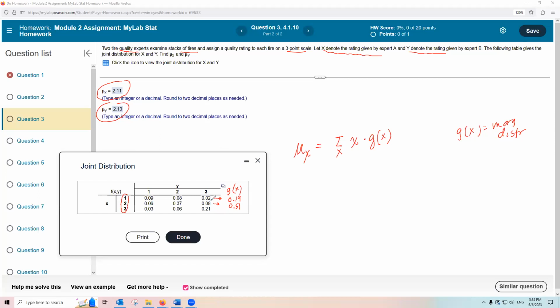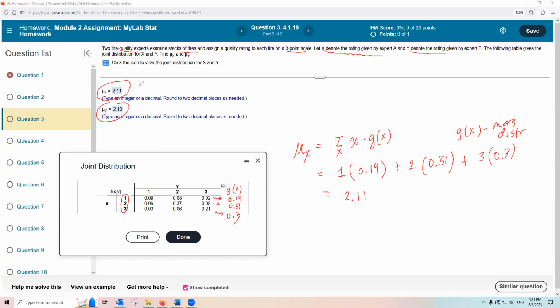The third row is 0.3. Yep, 0.3. All right, so now I'm going to go ahead and work out the summation. So X is 1. Its marginal distribution value is 0.19. Now I'm going to let X be 2. The G of X function for that is 0.51. You can see these are the row totals, plus 3 times 0.3. And if you work this out on your calculator, this is 2.1.